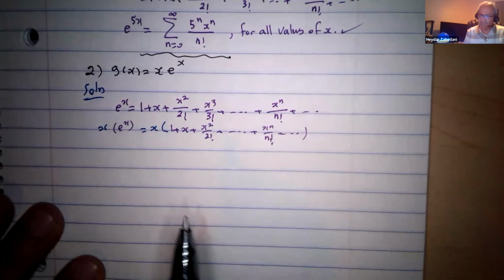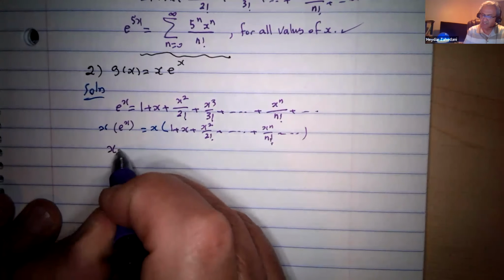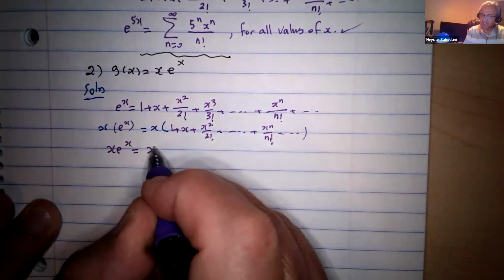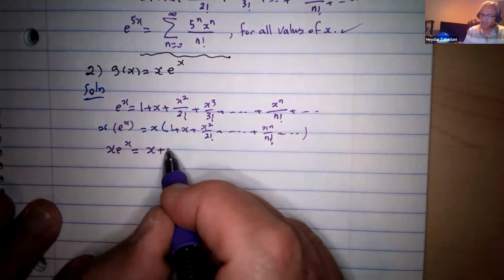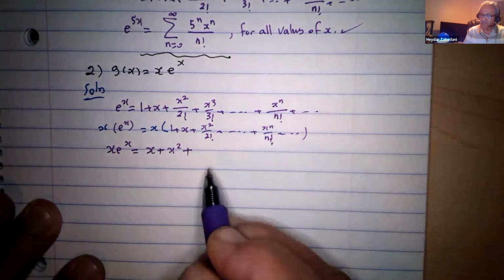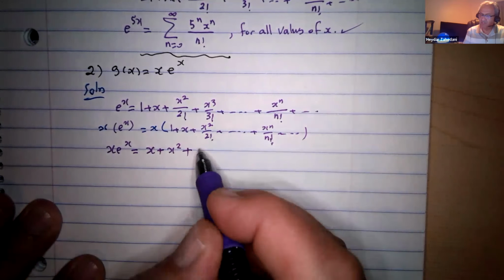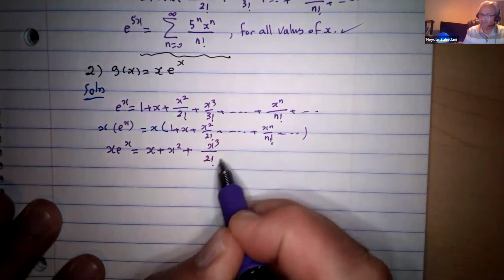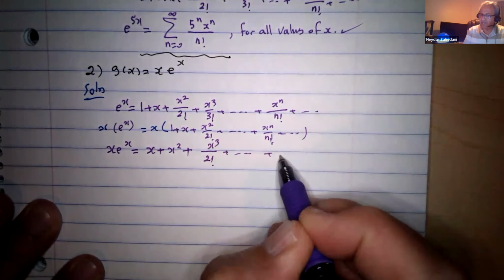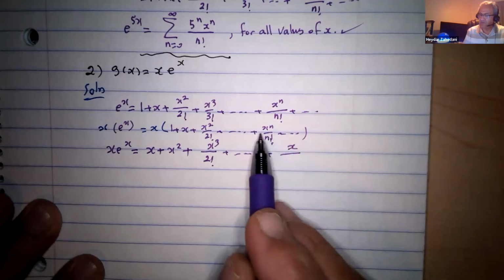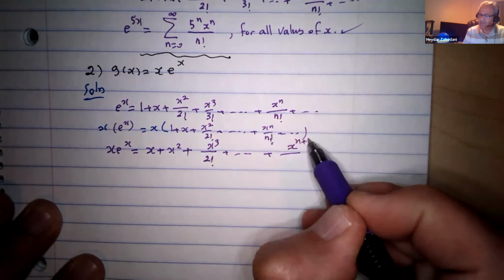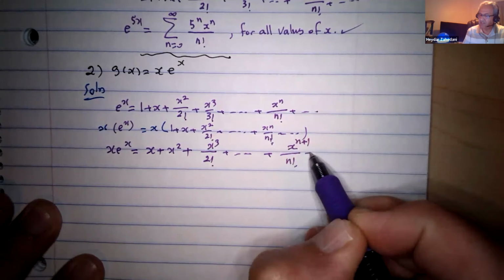So multiply. What do you have? x e to the x equals x times 1, x times x, x times x squared would be x to the third, that gives you x to the third over 2 factorial. The general term: x times x to the n would be x to the n plus 1 divided by n factorial, etc.